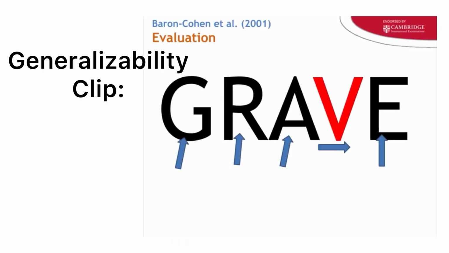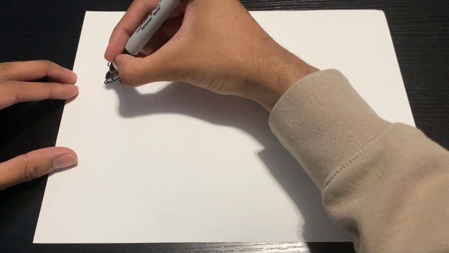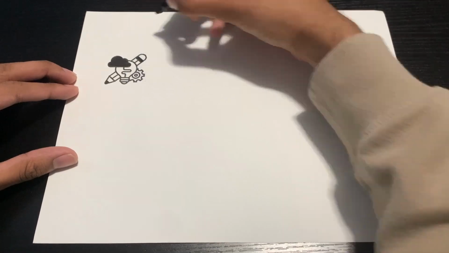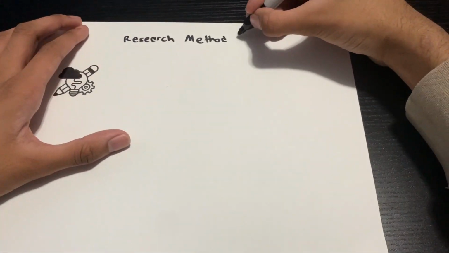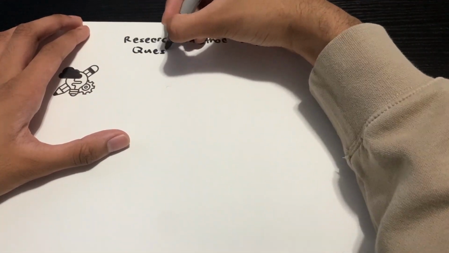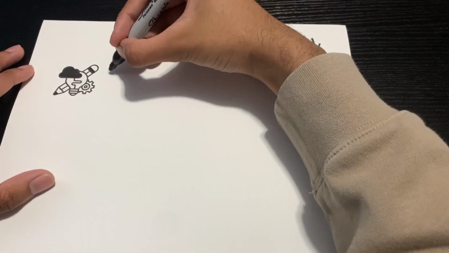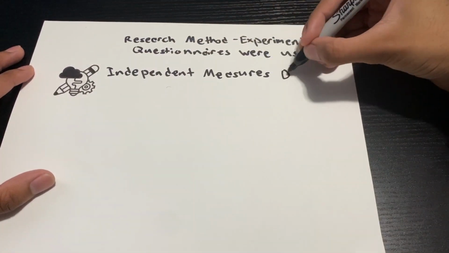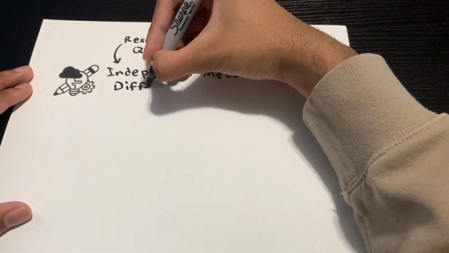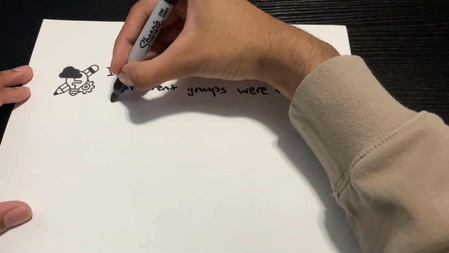Generalizability is high because of the number of students. Now, of course, they're all from a similar region, so it's not exactly great, but it is a lot of people, hundreds of people. This study's primary research method was experimental, and some questionnaires were used. The experimental design for this study was independent measures design because different groups were tested separately to compare their results.